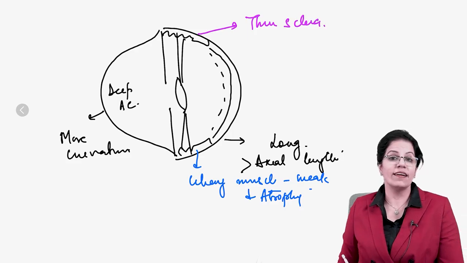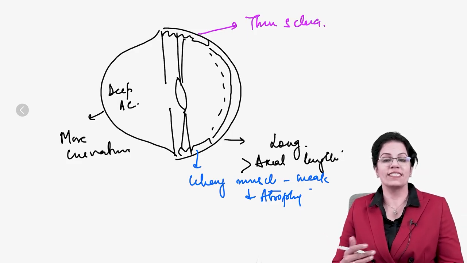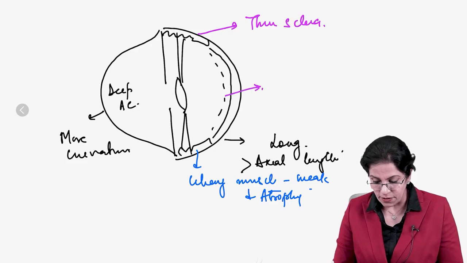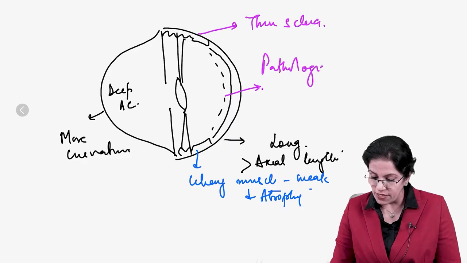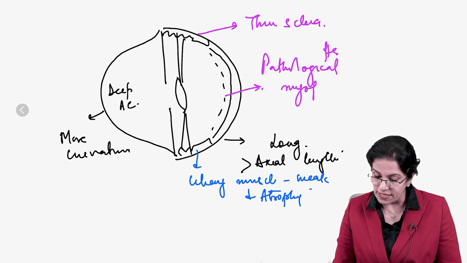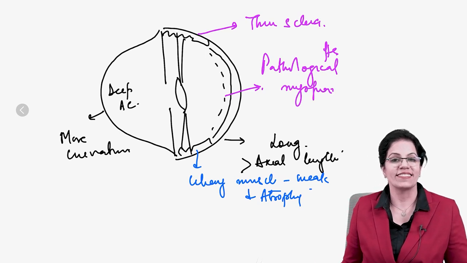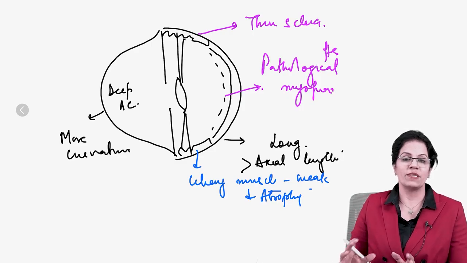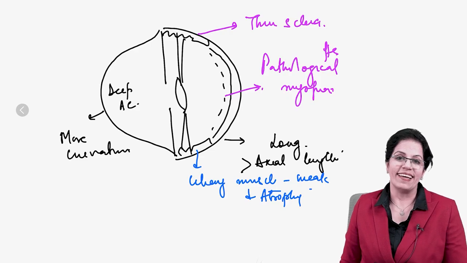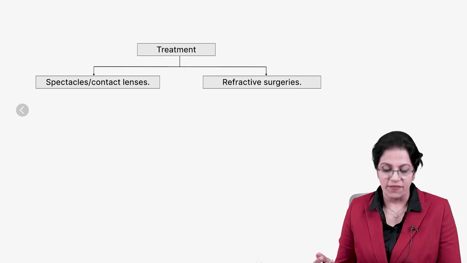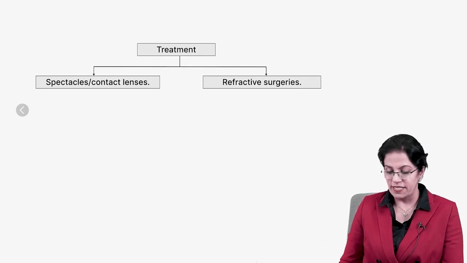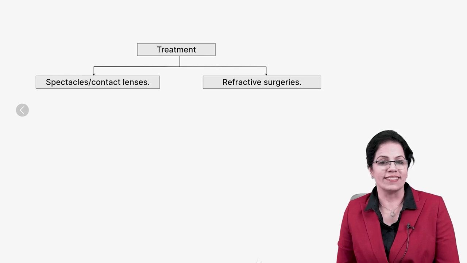And what about the retina? Too much stretching can lead to a lot of changes in the retina, which we learn as a part of pathological myopia. We'll take all the details in the retina chapter. So there can be features of pathological myopia where you get retinal changes due to excessive elongation, right? So one diagram and you know what can be the findings in a myopic eye. Of course, how do you treat it? I have to give spectacles, which are mainly concave lenses, or contact lenses, again concave lenses, or we can go for refractive surgeries.